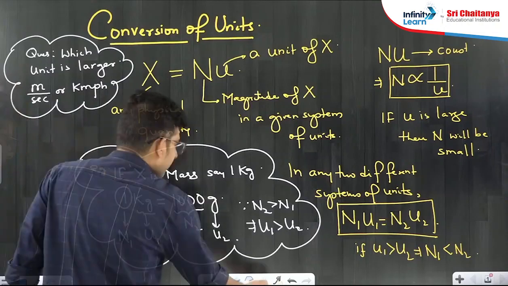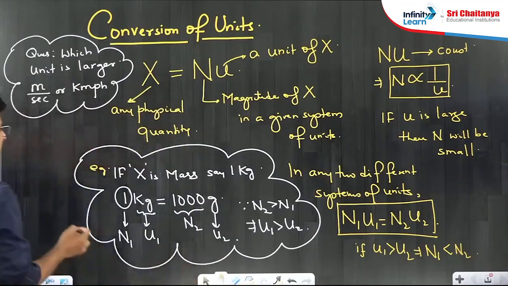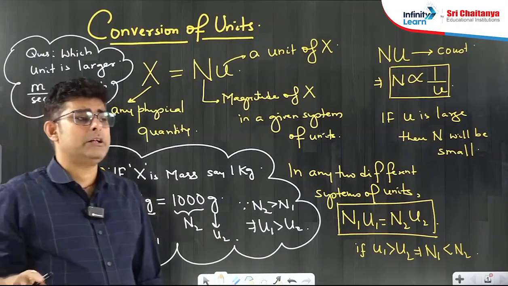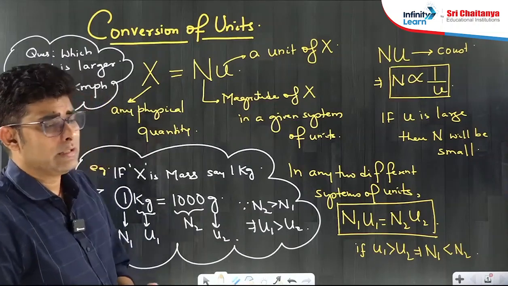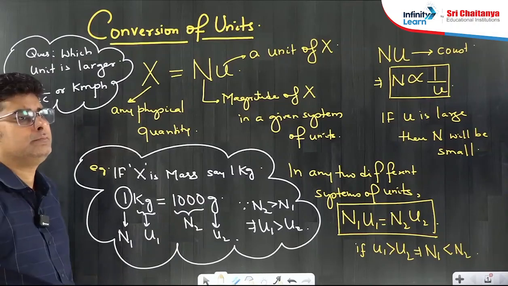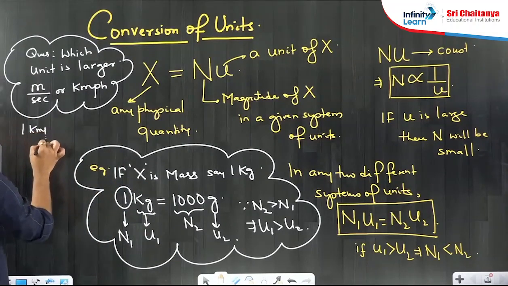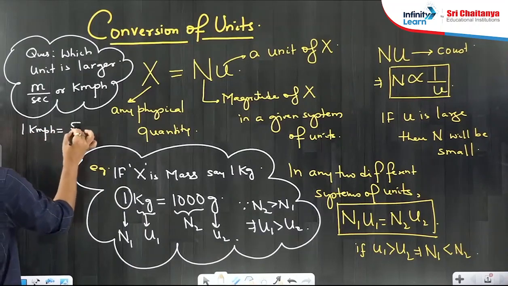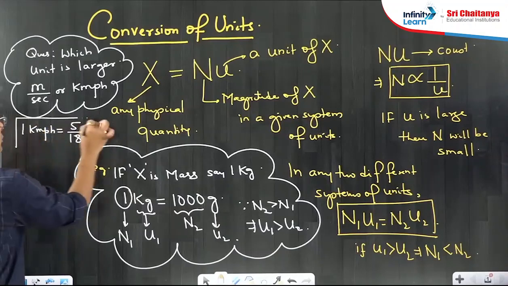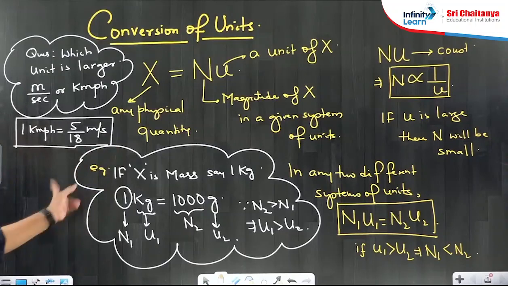Let's check fast. If I want to check which is a larger unit, can anyone tell me, when you convert kilometer per hour into meter per second, how much is the conversion factor? Kilometer per hour into meter per second. Do you know this? 1 kilometer per hour is 5 by 18 meter per second. Just reply, do you know this or not? 5 by 18 or 18 by 5?